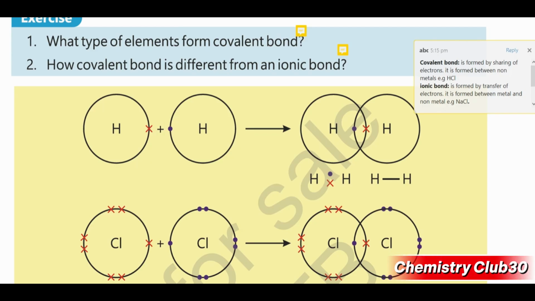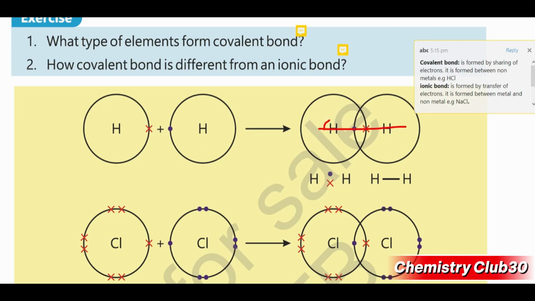When these two hydrogen atoms approach each other, then there will be two types of forces. One is attractive and the other is repulsive. At a certain distance, attractive forces will dominate, and these two hydrogen atoms will share their electron in such a way that this electron pair lies in the center of the line that is joining the two nuclei.